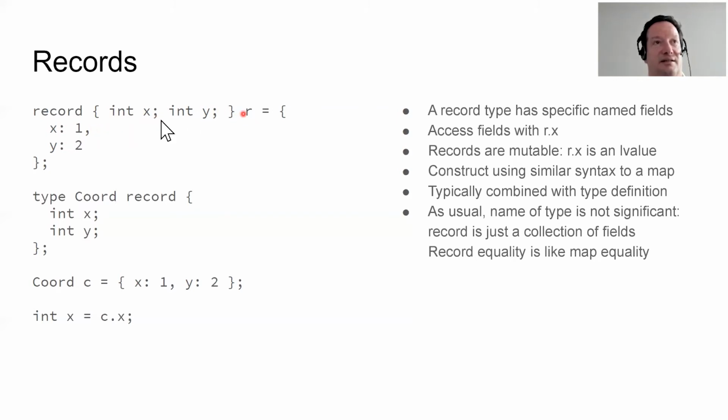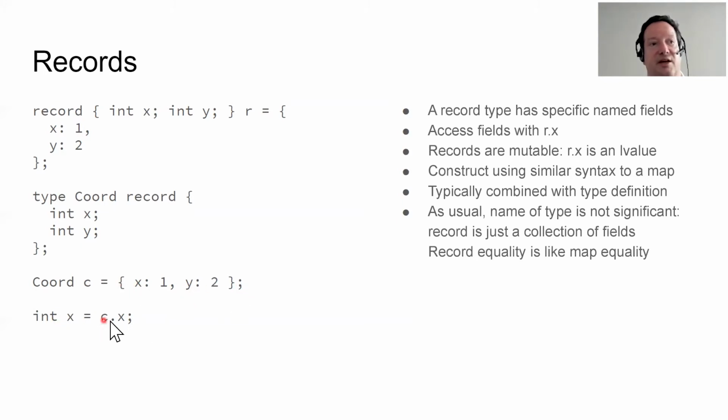And this is the record type. So saying R is this record type, and we're initializing it to, we're using names without quotes here. But typically when you're doing this, you would use a type definition. So here we are defining a type coord, which is this same record type, and then we can initialize it using a record constructor here.